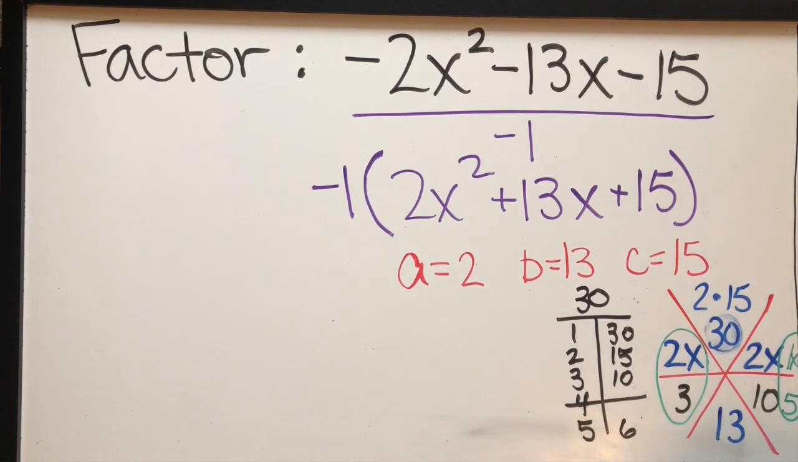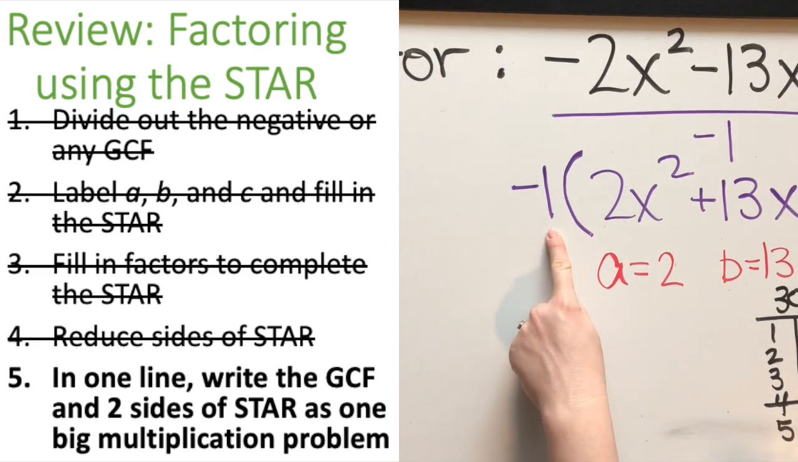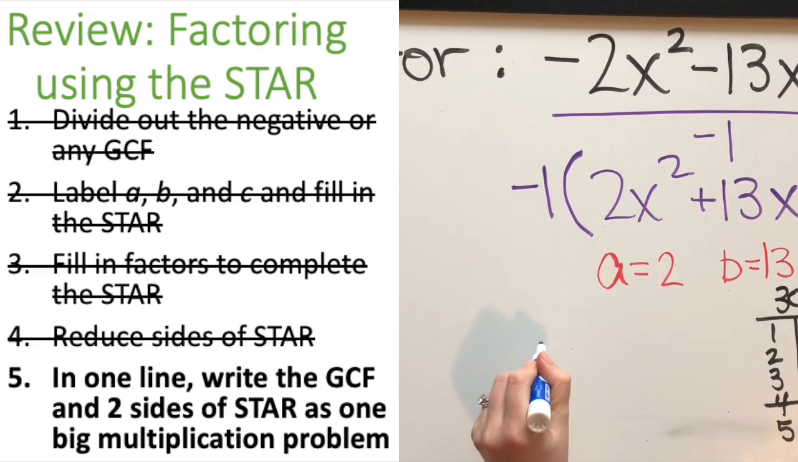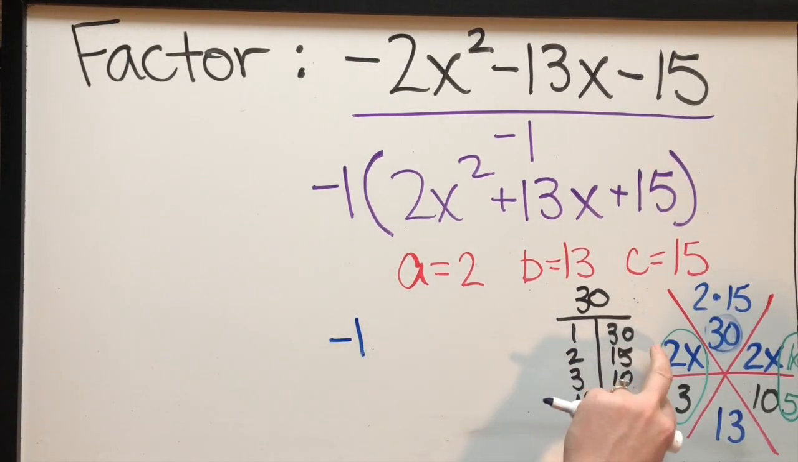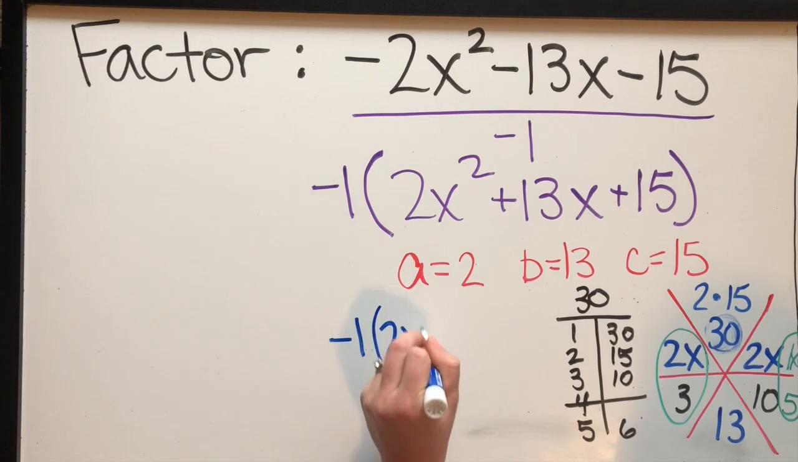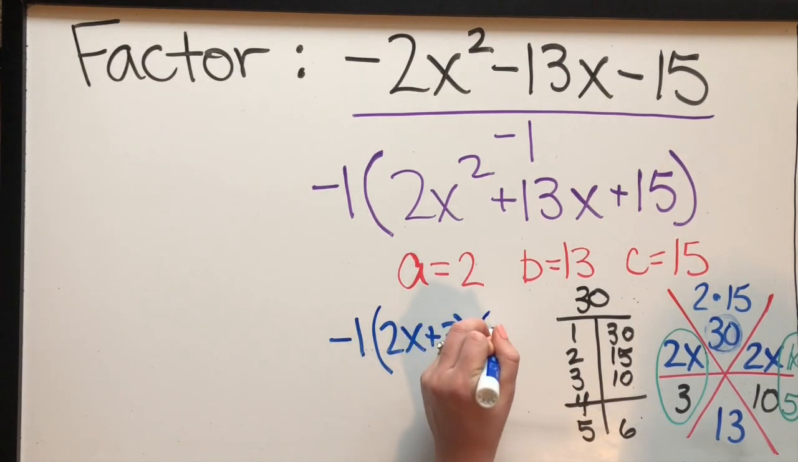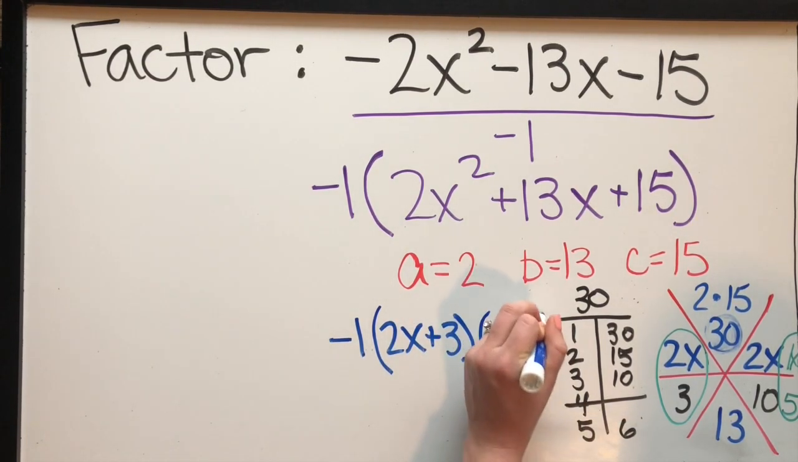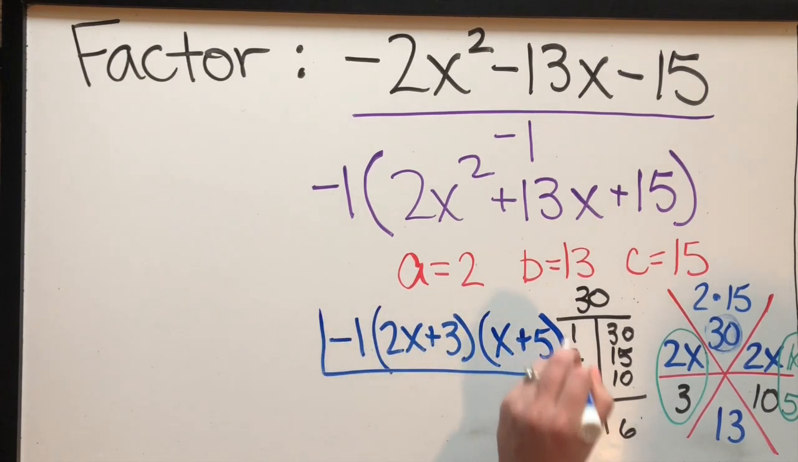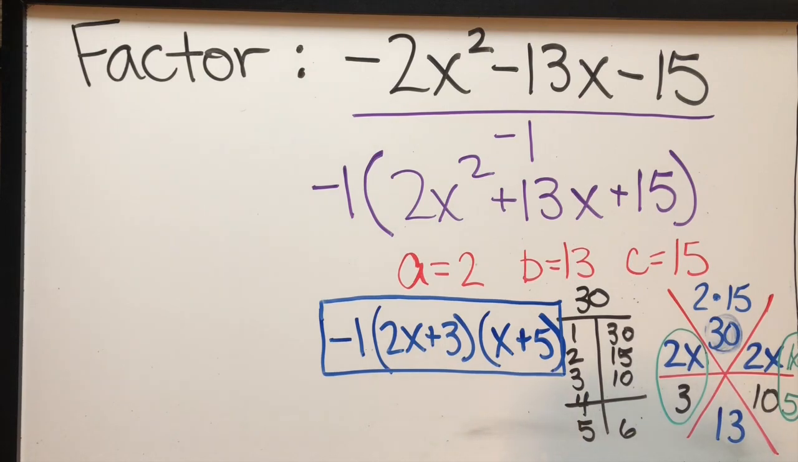So then the very last step is we're going to write our factors. So the factors come from 3 different places. If we divided anything out first, I'm going to write the negative 1 first. And then the first side of my star, 2x over 3, is going to create 2x plus 3. And then the second side of my star reduced to 1x over 5. So that's going to be 1x plus 5. So again, my final answer, the factored form of that polynomial, is negative 1 times 2x plus 3 times x plus 5.